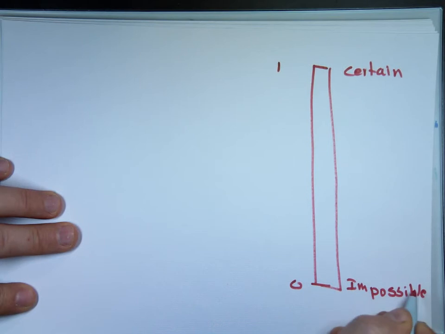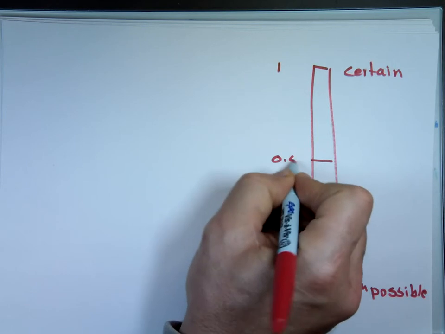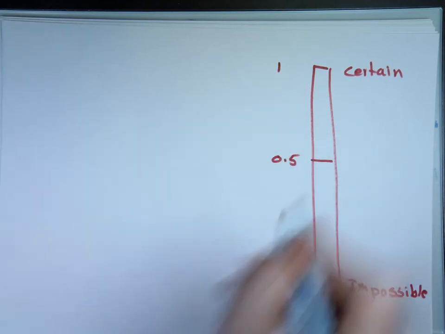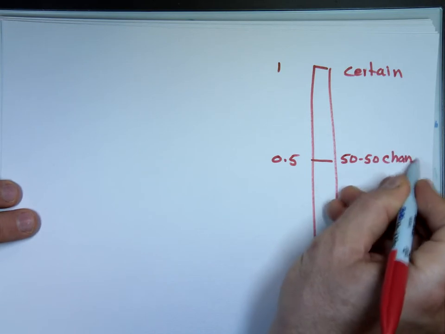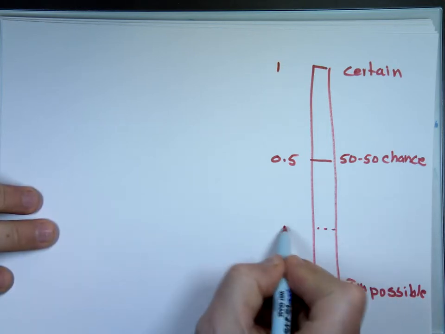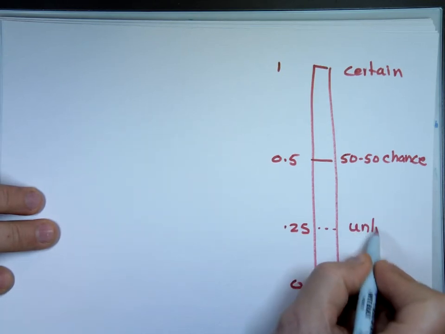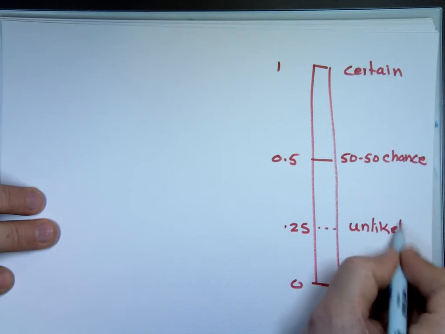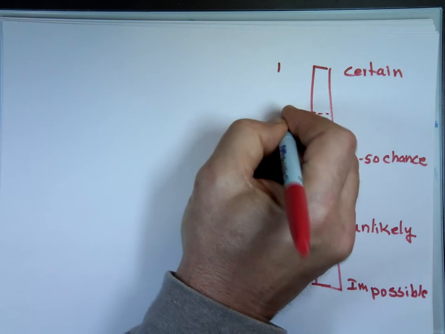What about if you have a 50-50 chance? 0.5. I just gave you the answer. We call that a 50-50 chance. If the probability is 0.5, it's a 50-50 chance. If the probability is somewhere around 25%, that's unlikely to happen. If the probability is about 70% or 75%, that's likely to happen.